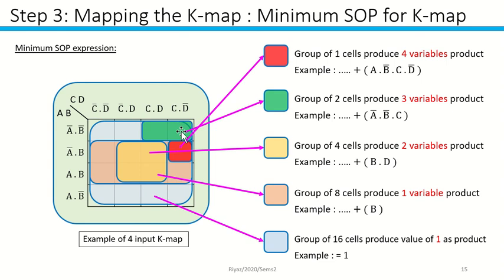And for the 16 cells, because everything is connected to each other in any kind of way, it only produces 1 as an output. That's why you have equals to 1.